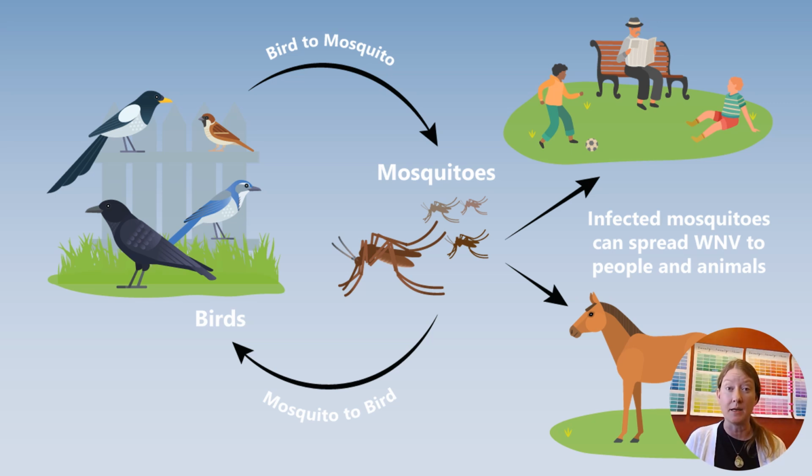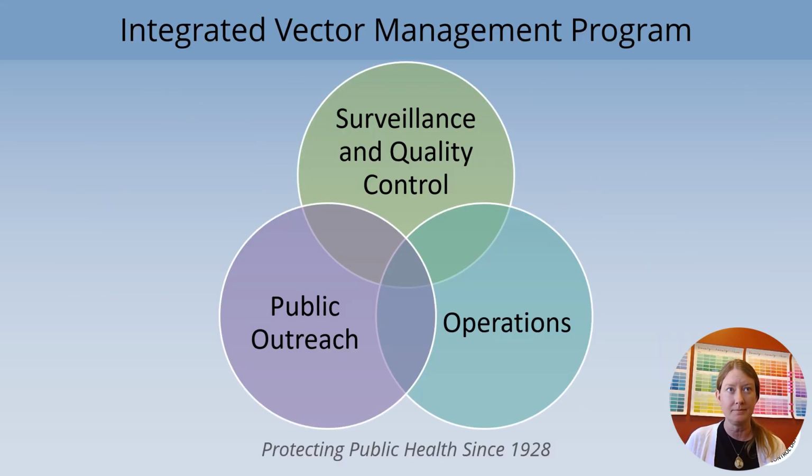St. Louis encephalitis virus is also detected here in the Coachella Valley each year, and it has a very similar life cycle. The district conducts our work using an integrated vector management program. This means that we use a science-based approach to control the mosquitoes and other vectors. We conduct surveillance to determine where and when the mosquitoes and the viruses are present. We educate residents and property owners on how to reduce mosquitoes where they live, work, and play.